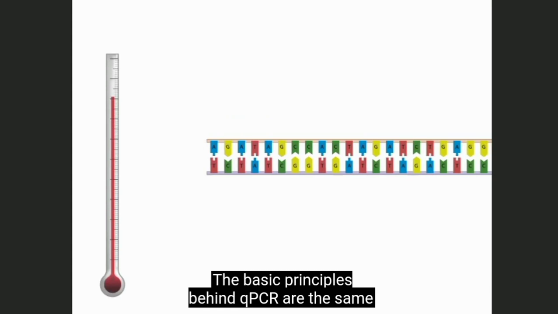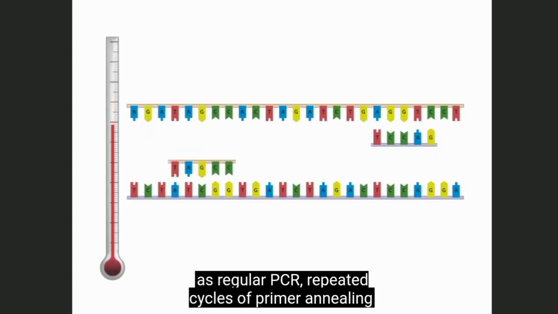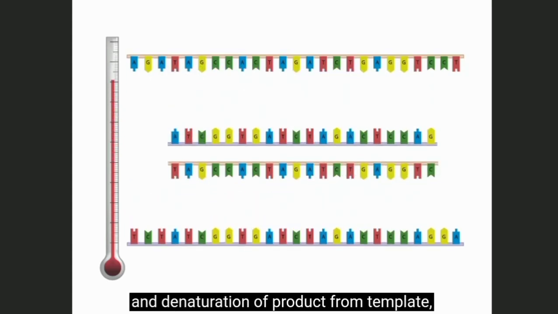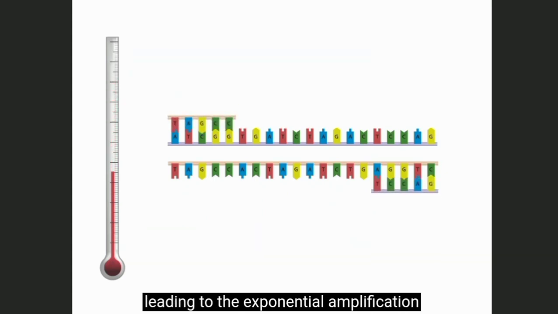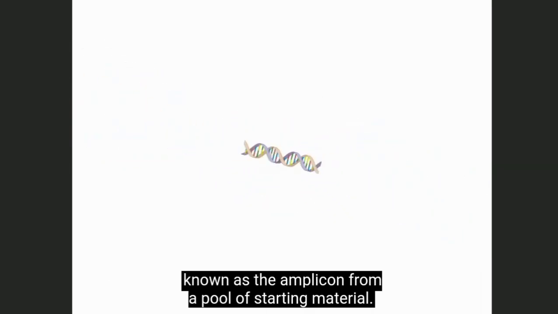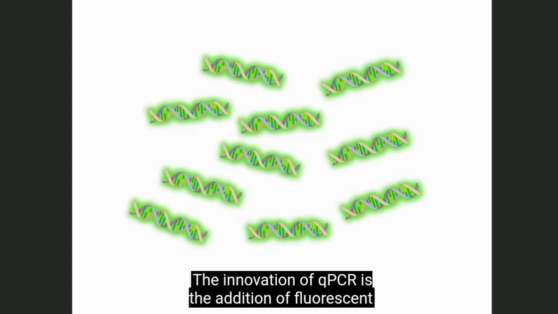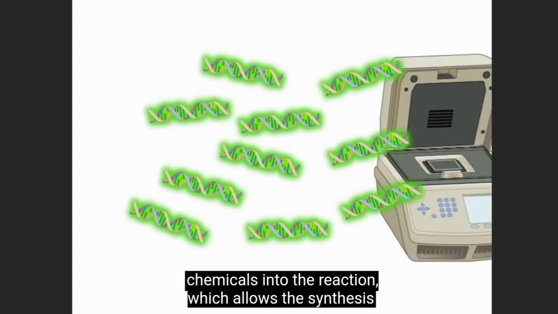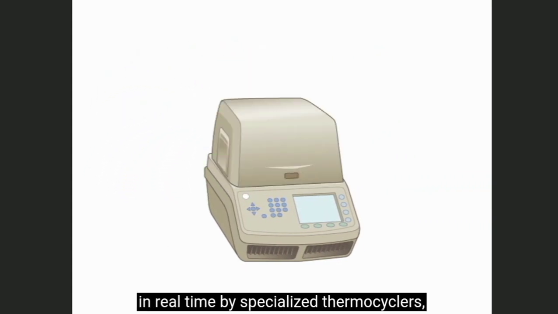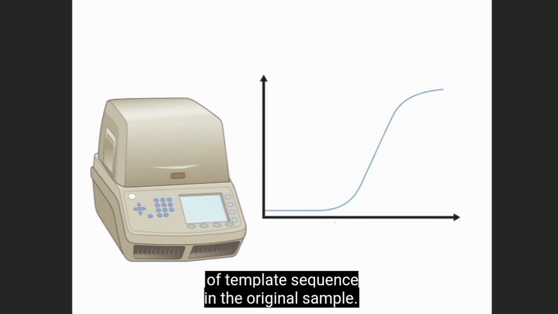The basic principles behind qPCR are the same as regular PCR: repeated cycles of primer annealing to template, elongation of PCR product, and denaturation of product from template, leading to the exponential amplification of a target sequence of interest, known as the amplicon, from a pool of starting material. The innovation of qPCR is the addition of fluorescent chemicals into the reaction, which allows the synthesis of PCR product at each cycle to be directly visualized in real time by specialized thermocyclers, making it possible to quantify the amount of template sequence in the original sample.